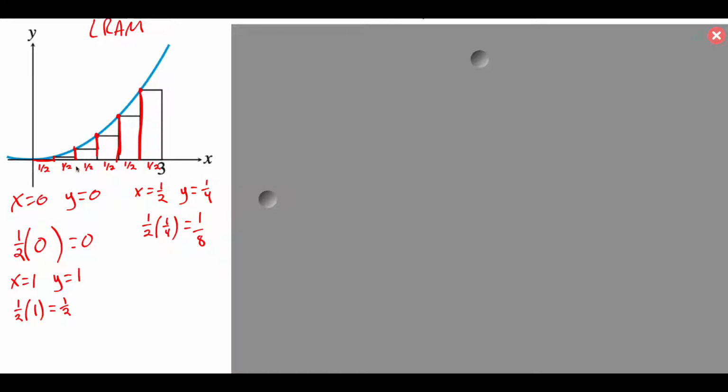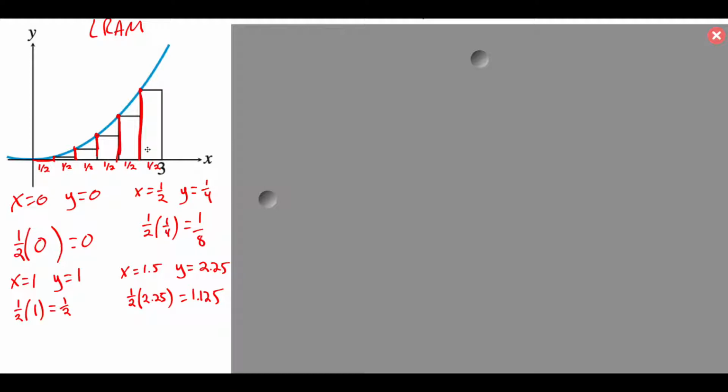Then if we look at our next x value over, now we're at an x value of 1.5. And again, to figure out the height of that rectangle, I plug it into the function. It's y equals x squared. That's going to give me a y value of 2.25. So we've got a bottom width of 1/2 and a height of 2.25. So that's going to contribute an area of 1.125.